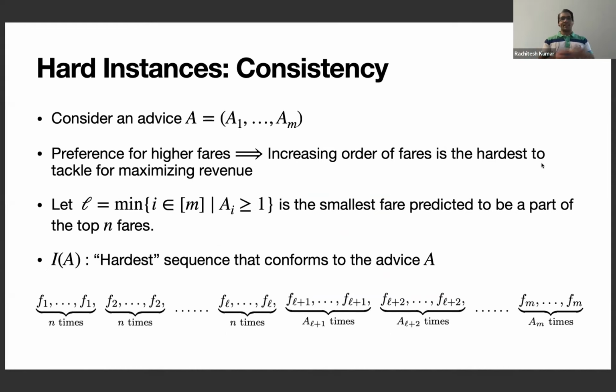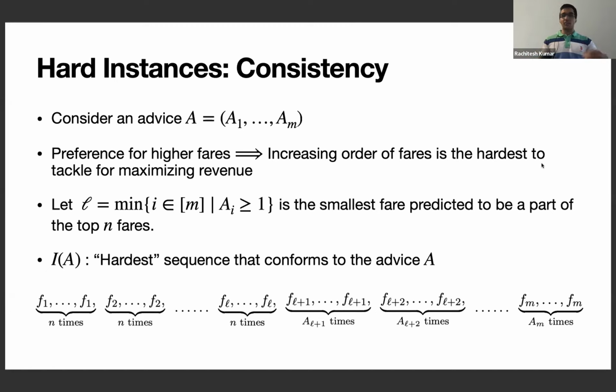First, an observation: any good algorithm should have a preference for higher fares. So given a history, if you're accepting a lower fare at this point, you should also accept a higher one. This in some sense means that increasing order of fares is the hardest order to tackle in terms of maximizing revenue. So if you want a hard consistency instance, that is a hard instance which conforms to the advice, we would like the largest possible instance that conforms to the advice in which fares arrive in increasing order. That is exactly what we're going to construct.